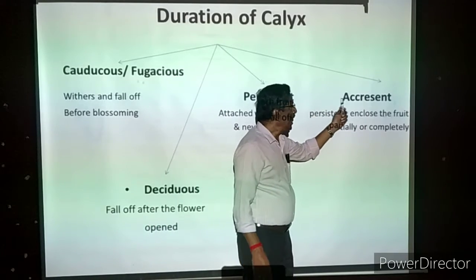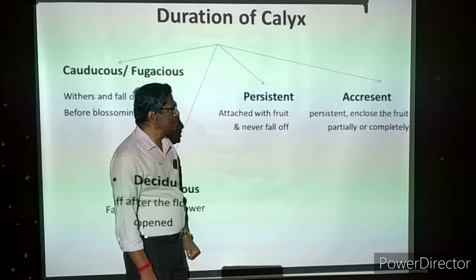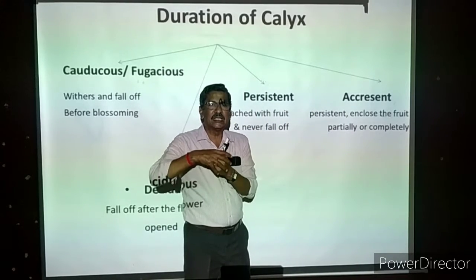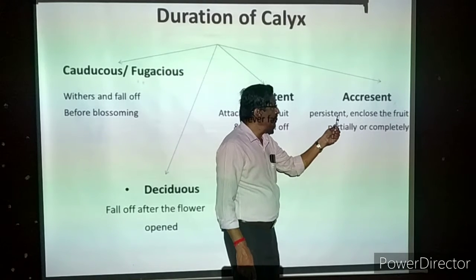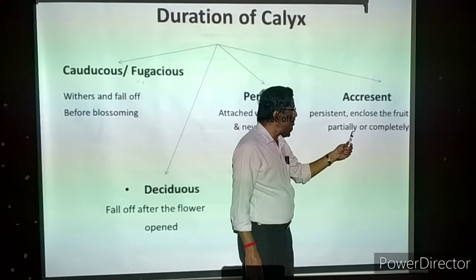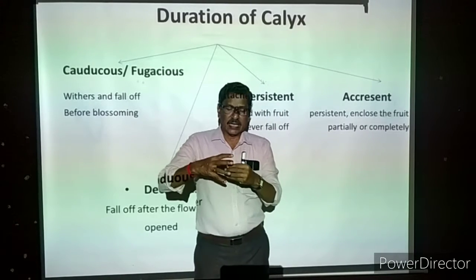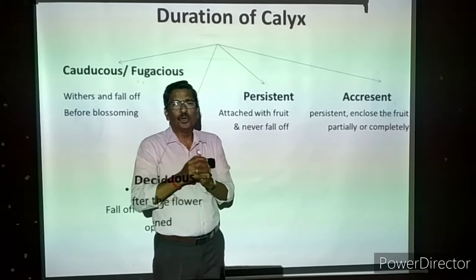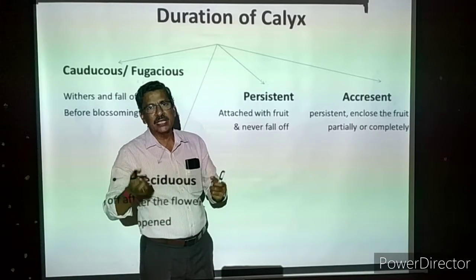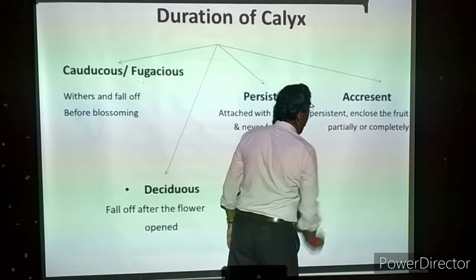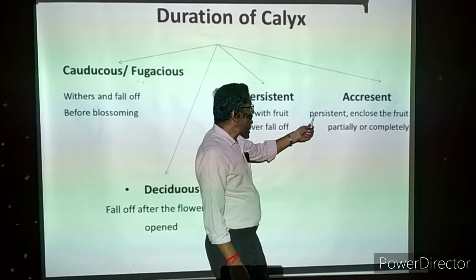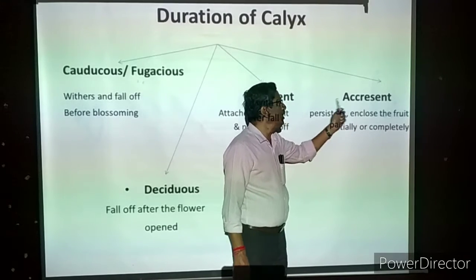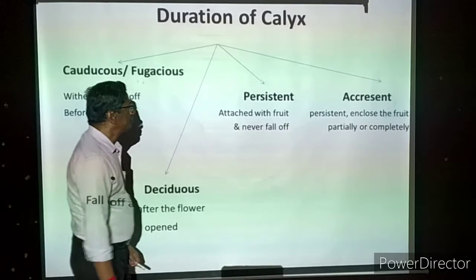Then another one is accrescent calyx. What is the meaning of accrescent calyx? Here also the calyx is firmly attached with the fruit. The persistent calyx encloses the fruit partially or completely. Either it is covering the fruit partially, like brinjal, or it is covering the fruit completely. You can't see the fruit, only the calyx will be present. If you remove the calyx, only then can we see the fruit. That is called completely covered. So if the calyx is permanently present along with the fruit and it is enclosing the fruit either partially or completely, then it is called accrescent.